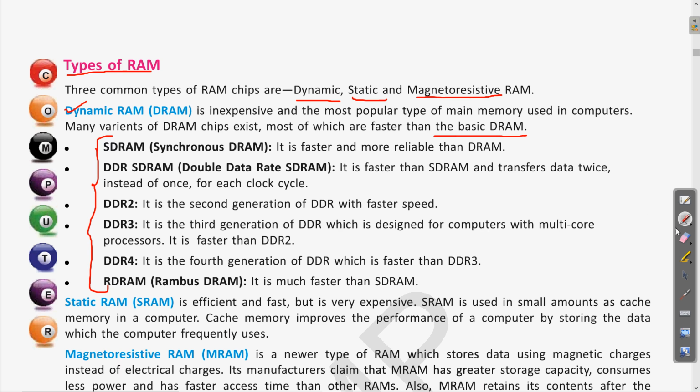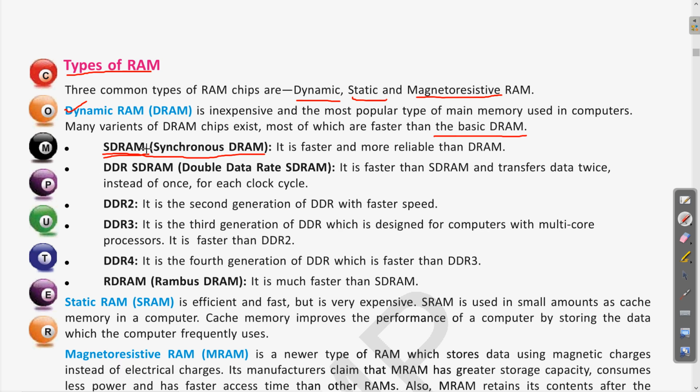Okay, so let us erase this first. Now let us see one by one what exactly the different variations of dynamic RAM are. First is SDRAM, that is synchronous dynamic RAM. And one more thing you have to do: you have to write these abbreviations in your copy as well, so it will be easy for you to remember and you can revise quickly if you have written them at one place.